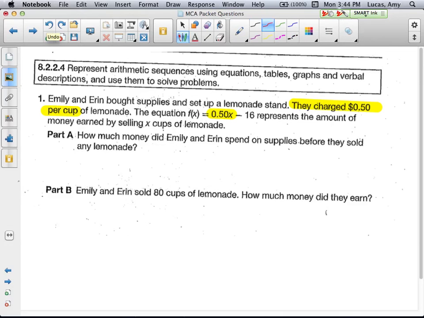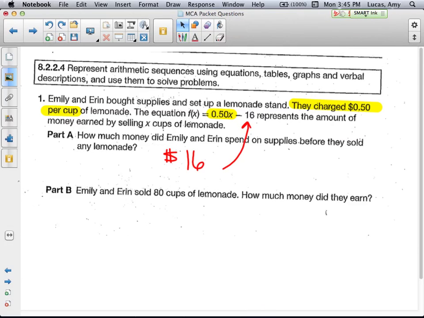So on part A, how much money did they spend on supplies? That's the $16 that's being subtracted right here. So they started out by spending $16 on supplies. It's a negative because they've spent that money and they're trying to earn it back. So 16 is what they started with, which was a negative because they spent $16. And then the 50 cents is what they're earning per cup of lemonade that they sell.